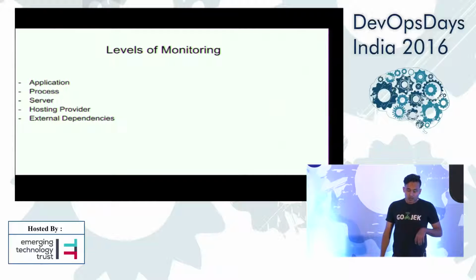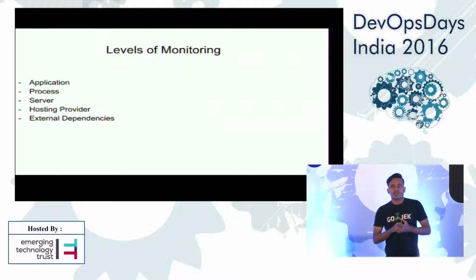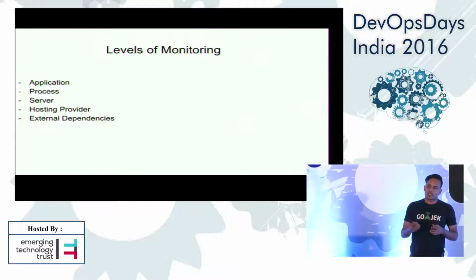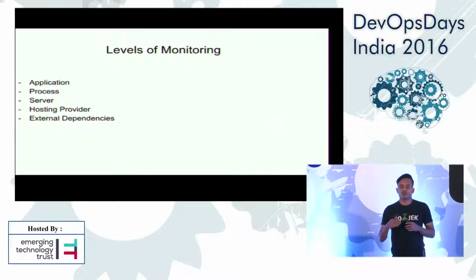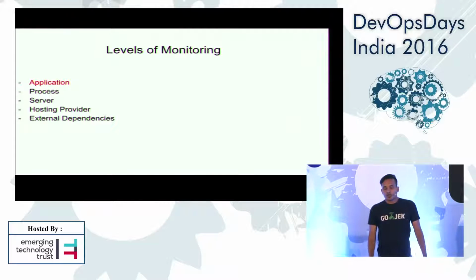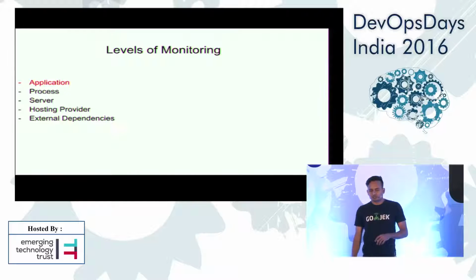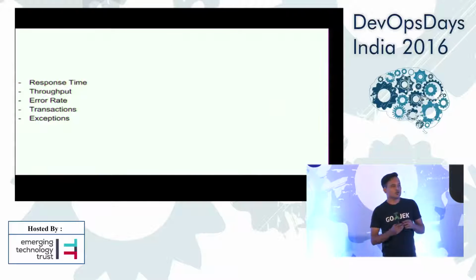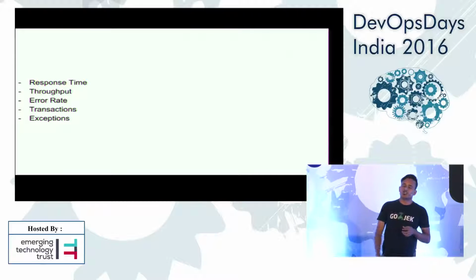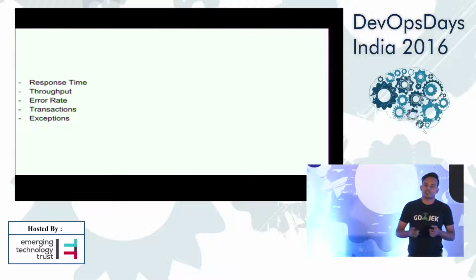Okay, on levels of monitoring, what levels can we put monitoring on? We can assume our application to be a multi-level stack, starting from the application to the process level, to the server, to the hosting provider, and to the external dependencies. Coming to application-level monitoring, we can basically monitor these five things in any system: the response time of our application, the throughput, the error rate, the transaction time, and the exceptions or errors that the application is throwing.